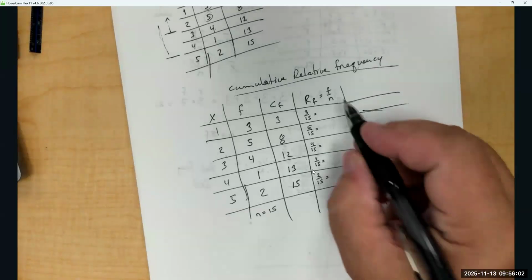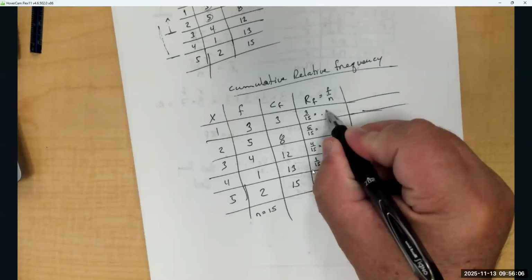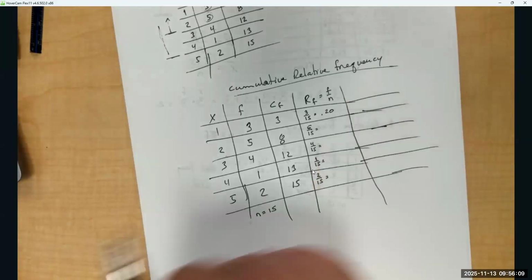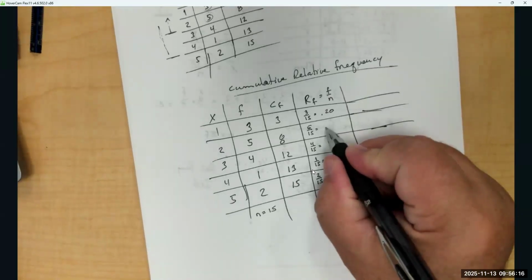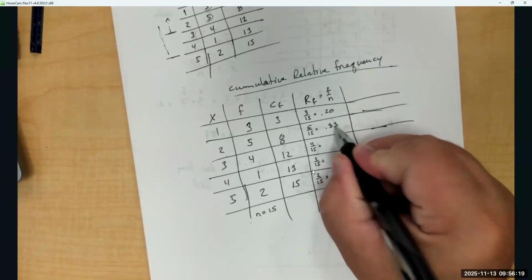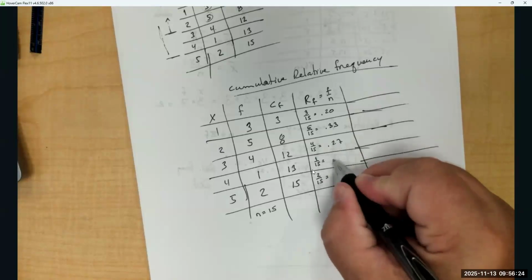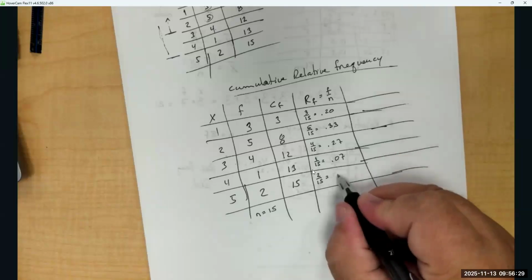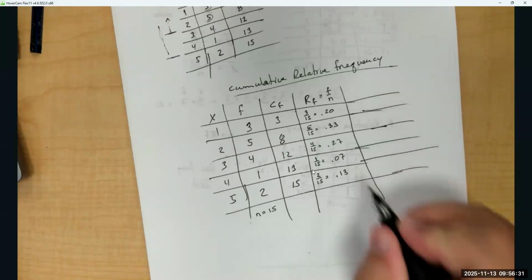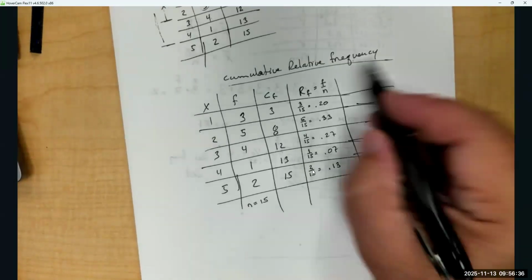So what's the first one? 0.02 or 0.2? 0.20. What's the next one? Next one. And the next one. Very good. Okay, so we have the relative frequency.